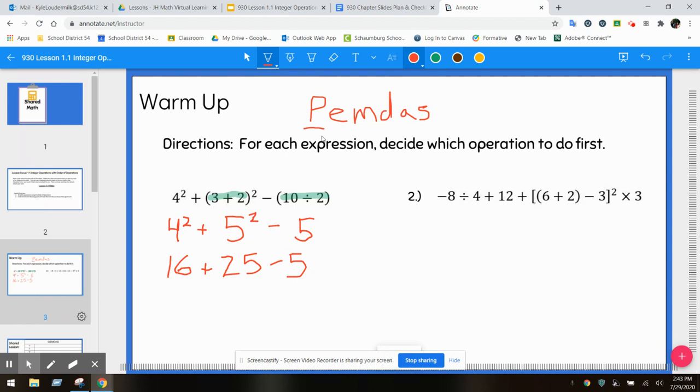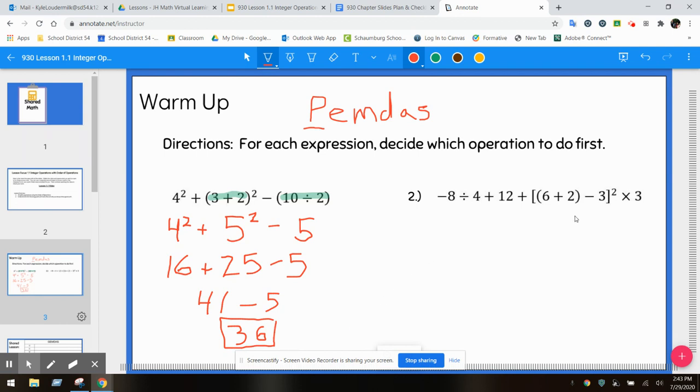So now I'm on M and D. There are no multiplication or division operations within this problem, so I'm going to move on to A and S. I have to add and subtract whatever comes first, left to right. So I'm going to do 16 plus 25, which is 41, minus 5, and then I'll subtract and get my final answer of 36. Hopefully you're watching this video and just confirming what you got. If not, you can go back and correct it. Again, this is just a warm-up. Just hoping to get you guys back on the train of thought that we need to be on. This is day 1 of the 2020-2021 school year.